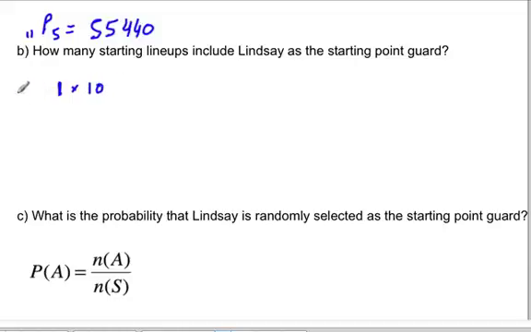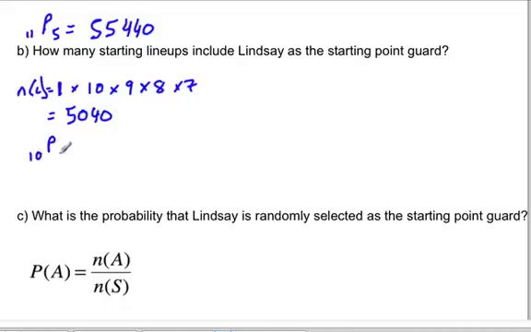And so we're going to put this down as the number of ways that Lindsay can be the starting point guard is equal to 1 times 10, and then 9 ways for the third position, because we got 9 people left to choose from, times 8, times 7. And that'll complete our starting lineup. And so that will come out to be 5,040.